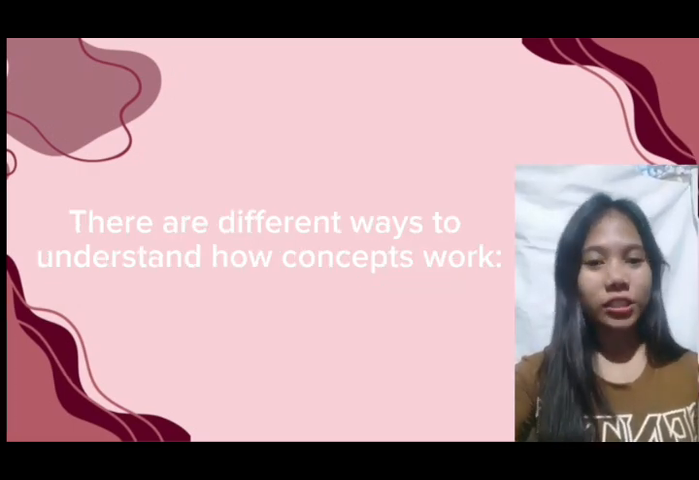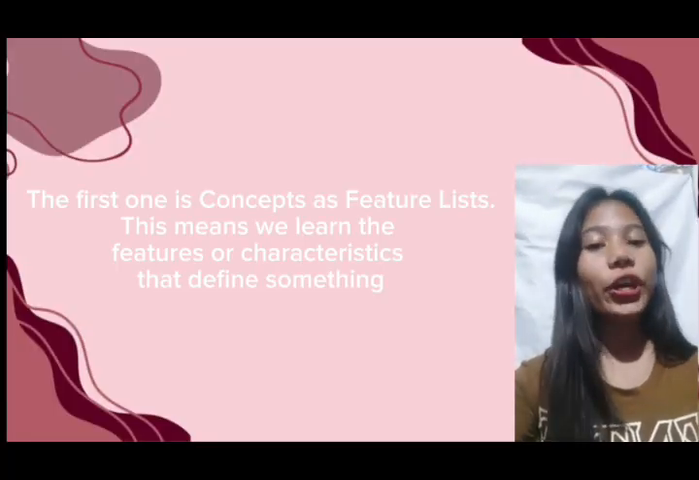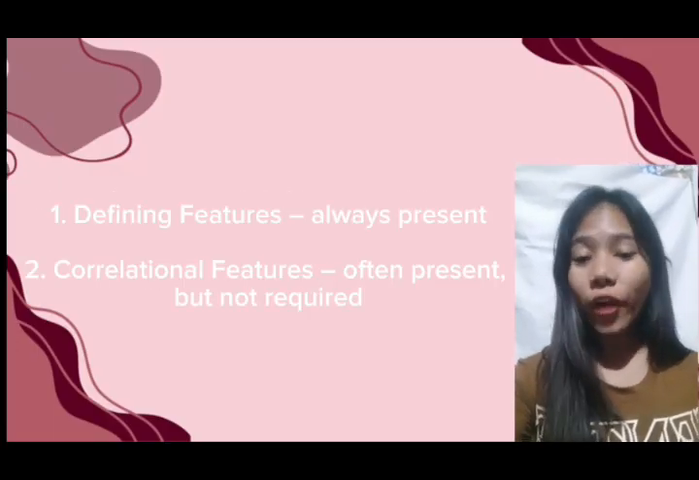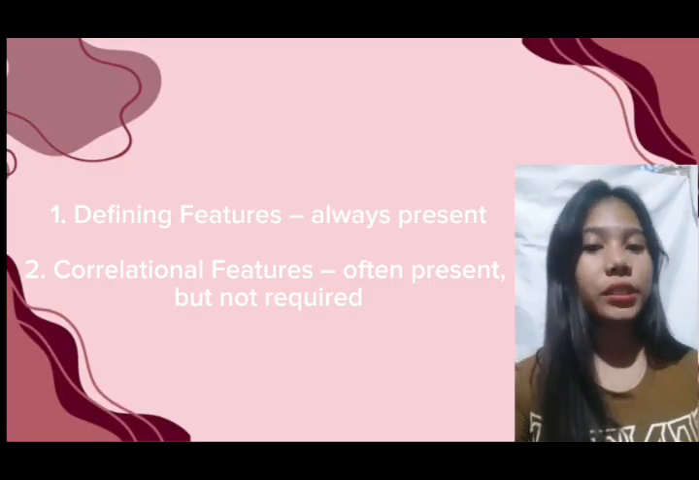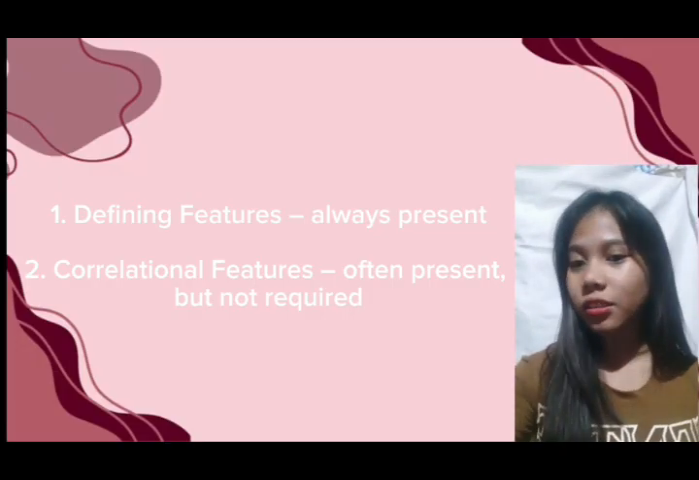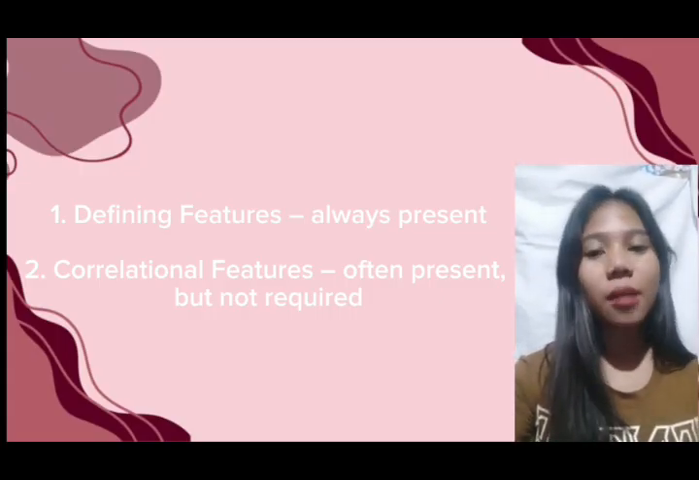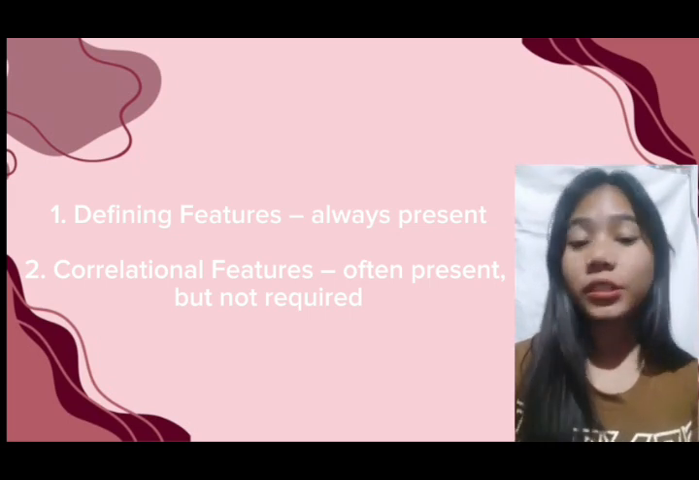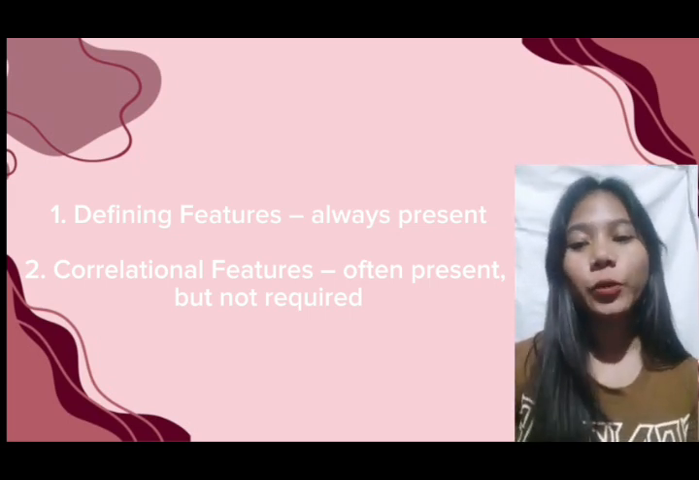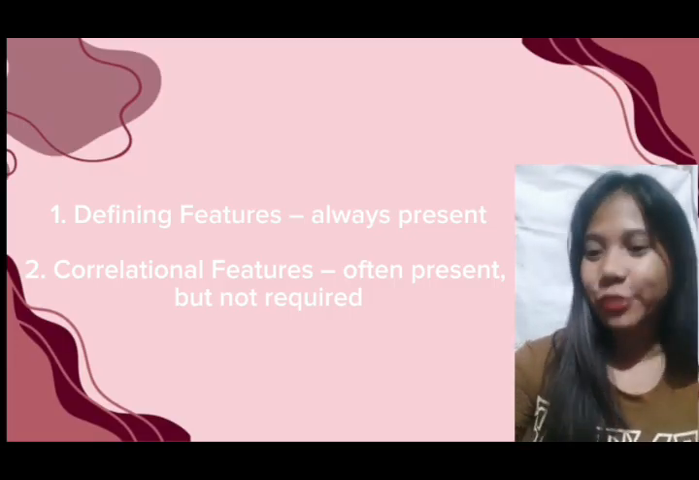There are different ways to understand how concepts work. The first one is concept as feature list. This means we learn the features or characteristics that define something. There are two kinds. A defining feature is something that must be there. For example, a triangle has three sides. If it doesn't, it's not a triangle. Meanwhile, a correlational feature is something that is usually there, but not always. Like when we say a mother is loving, it's common but not required to be a mother.